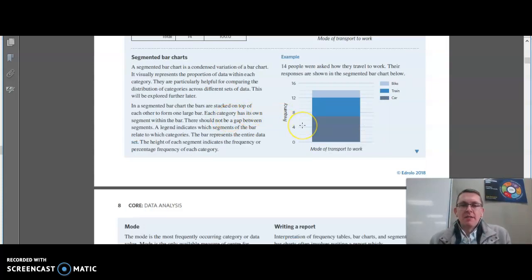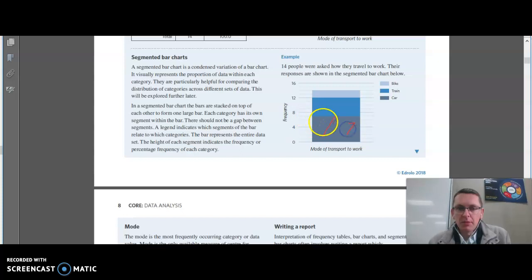You can also have a segmented bar chart as well. Again, this can be percentage frequency or frequency count. So just take note of that one as well. Each of these shaded areas represents how many there are. So notice the car has, what do we got there? 4, 5, 6, 7. This is going up by 1, so we've got 7 in here.